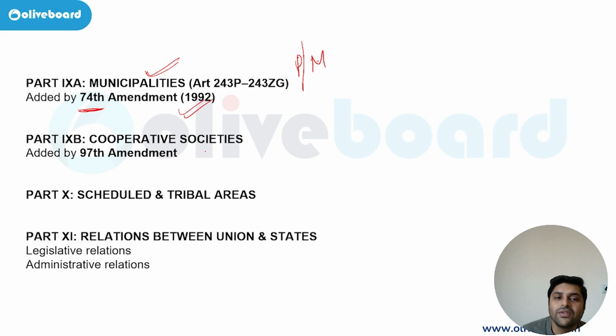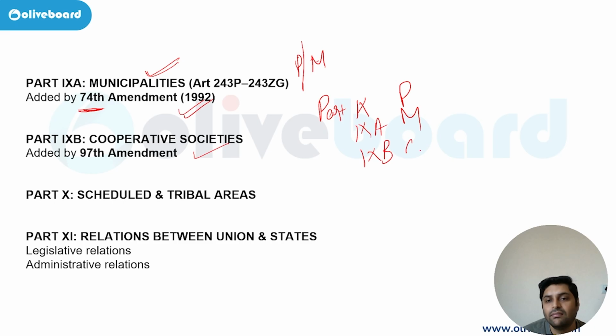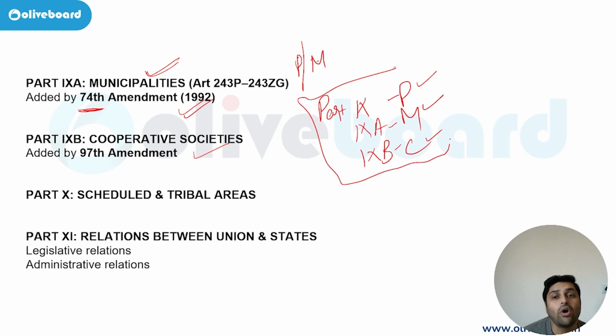Part 9B deals with cooperative societies. So please remember like this, part 9, 9A and 9B. Okay, PMC, like this you remember. Panchayat, municipalities, cooperative societies. My idea is to also teach you how to remember. What to remember, anyone can tell. Correct? So we have to see how to remember.